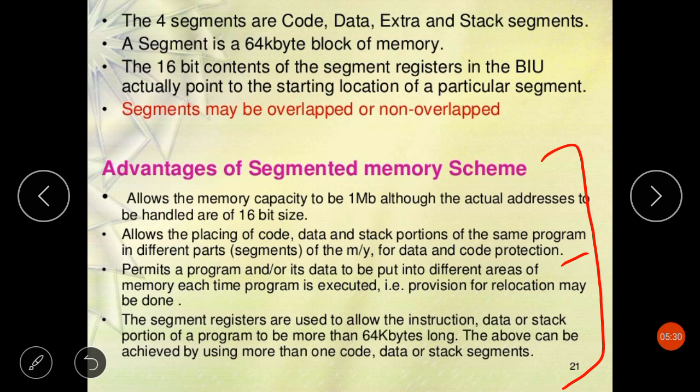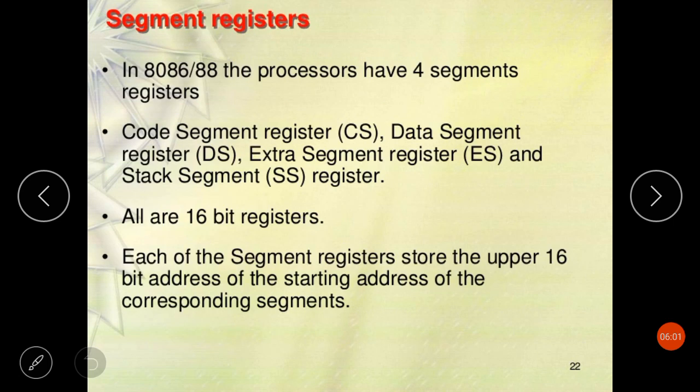And the last point is that segment registers allow the instruction, data or stack portion of a program to be more than 64 kilobytes long. That is, by using more than one code, data, stack and extra segment. So this was all about memory segmentation.